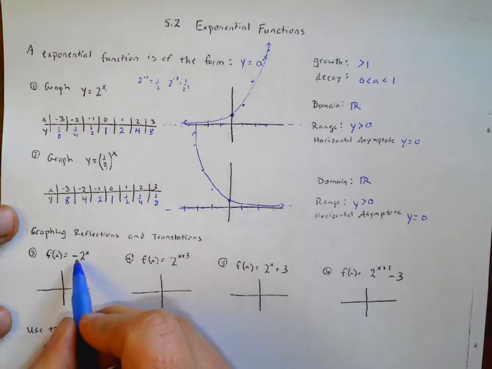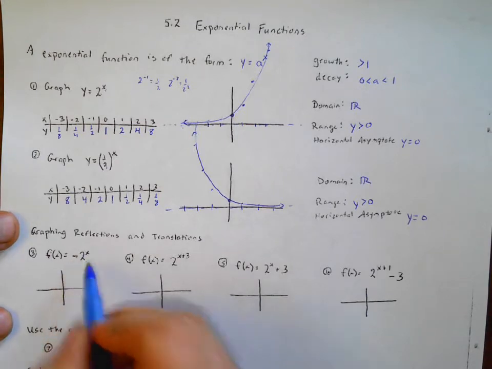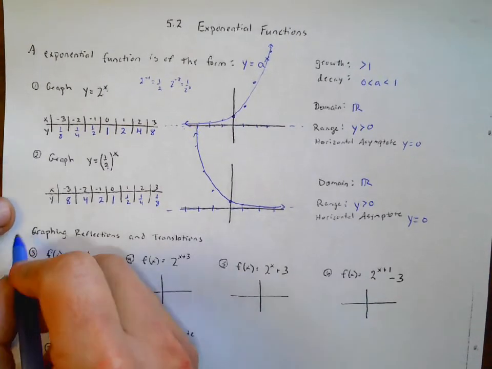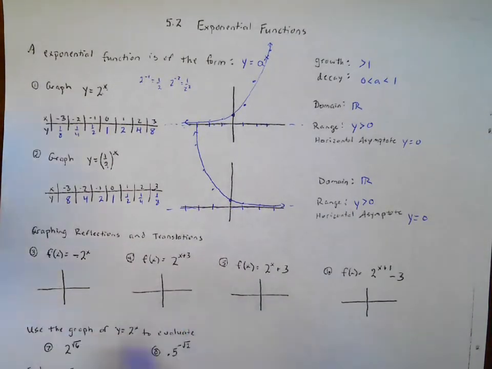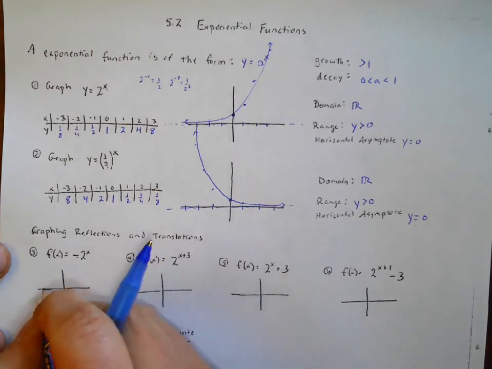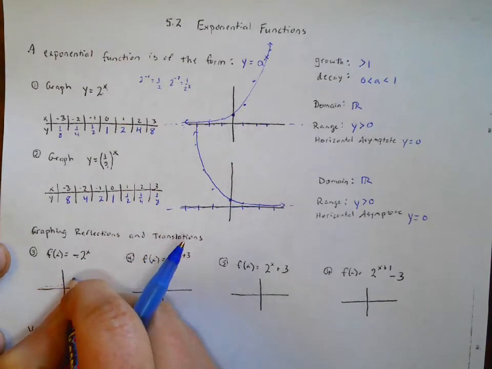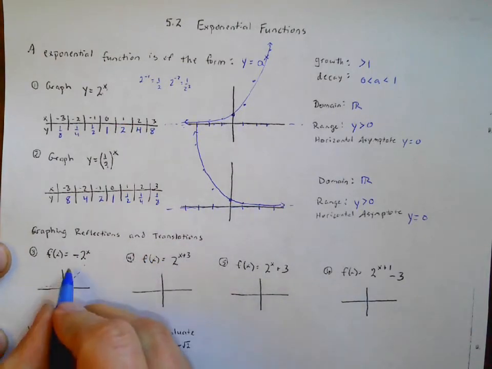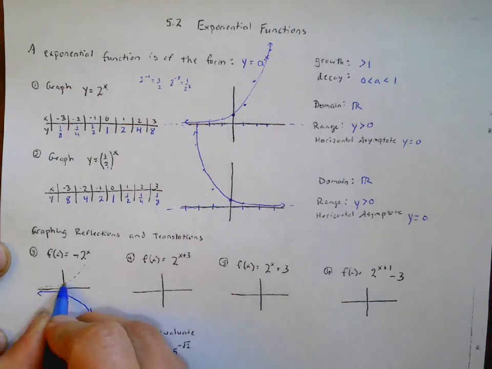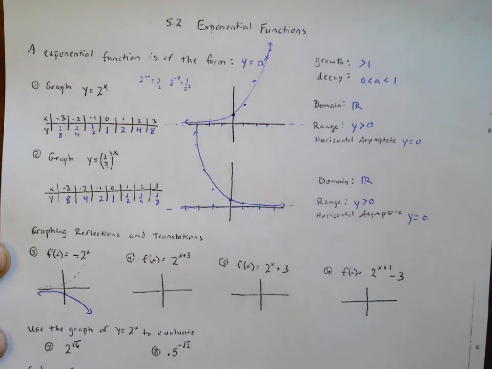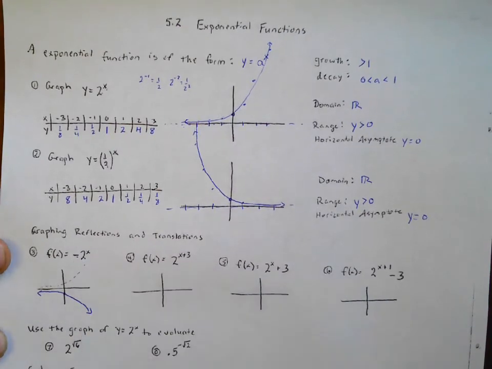So what if I have a negative here, a negative 2 to the x? The negative, remember, with x squared, instead of opening up, it opened down. Same idea here. So if my parent function 2 to the x looks like this, you can see the reflection of that would be like this. So instead of going through 1, it goes through a negative 1 there. So that's what the reflection looks like.